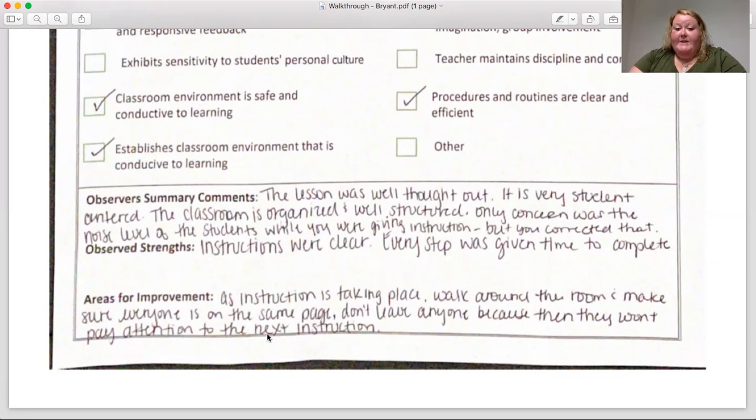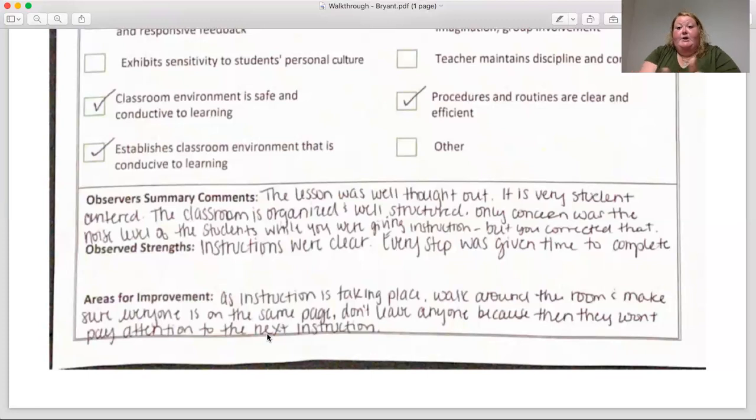So while the instruction is taking place, walk around the room and make sure everybody's on the same page. There were quite a few times where I heard your co-teacher say, "We'll get you caught up here in just a few minutes." Had you positioned yourself in a room where you could see everybody's computer screen, you could see everybody's hands, you would be able to know which kids are behind or which kids are already taking the steps ahead.